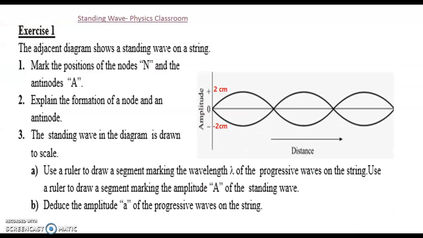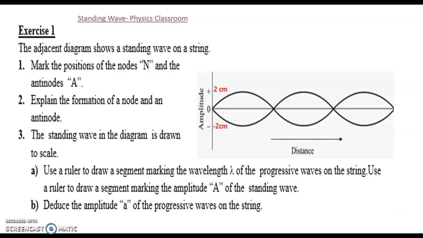Exercise 1. The adjacent diagram shows a standing wave on a string. Mark the positions of the nodes N and the antinodes A or AN. Explain the formation of the node and antinode. The standing wave in the diagram is drawn to a scale. Use the ruler to represent the wavelength.